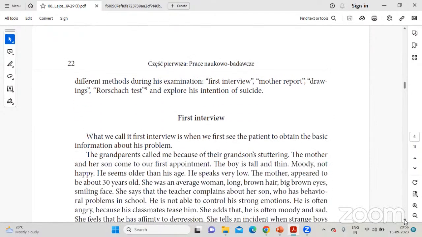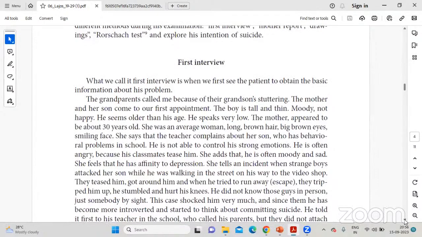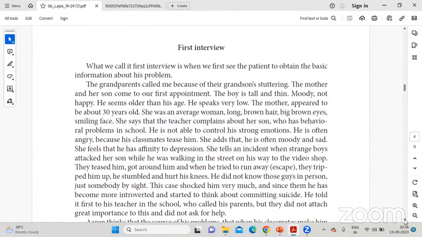So the first interview presented the findings from interviewing the patient, that is this 13-year-old boy. It all started with describing how the problem came into the researcher's attention.